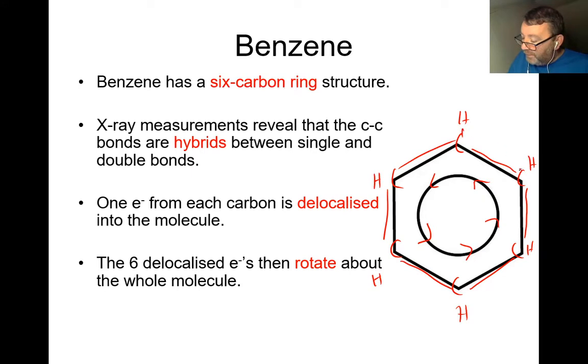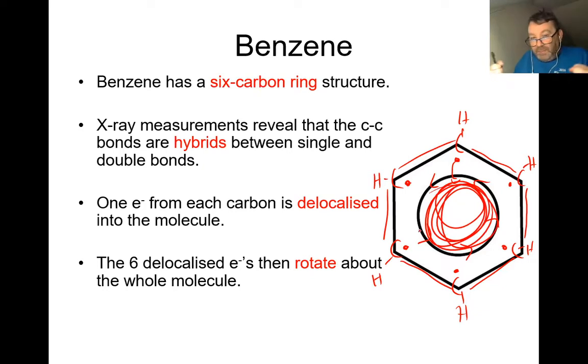So we've got a bond there, there, there, there, and there, and there, which means there's one electron, as we showed you already, on the edge of each of these that basically enters into this delocalized area and begins to spin. And as they spin, they pull all the carbons together into a very, very stable molecule.